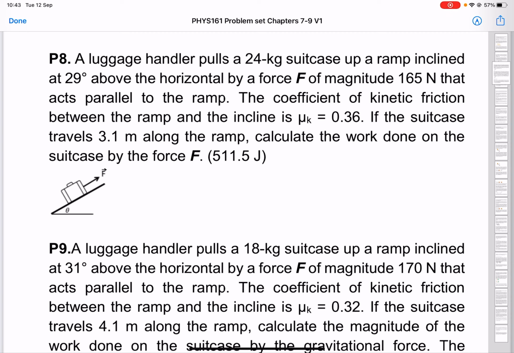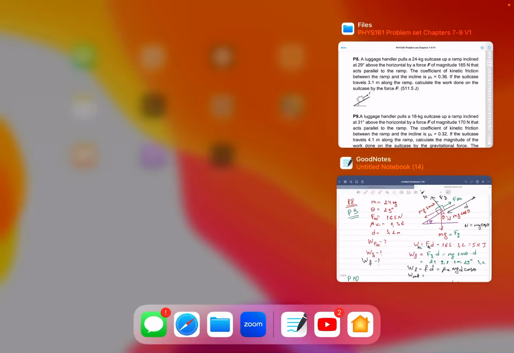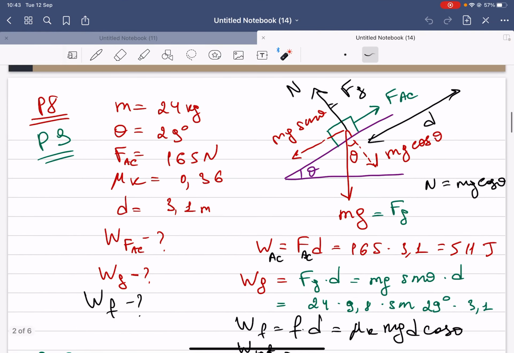However, if it asks what is the total work done on the suitcase, then you have to add all this work which was done by different forces. So let me explain it. So here we have a ramp, we have a suitcase here at an angle of theta. So first of all, we have to draw a free body diagram for that suitcase.